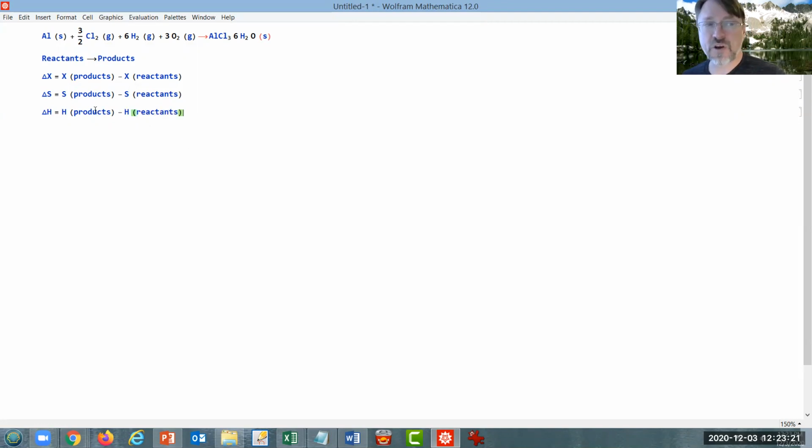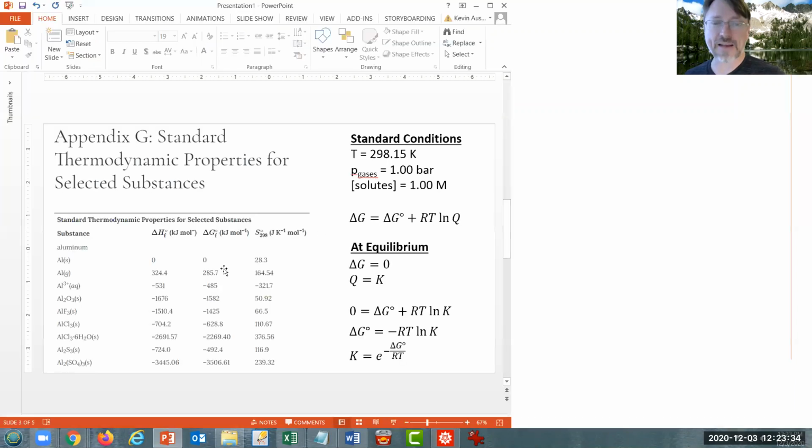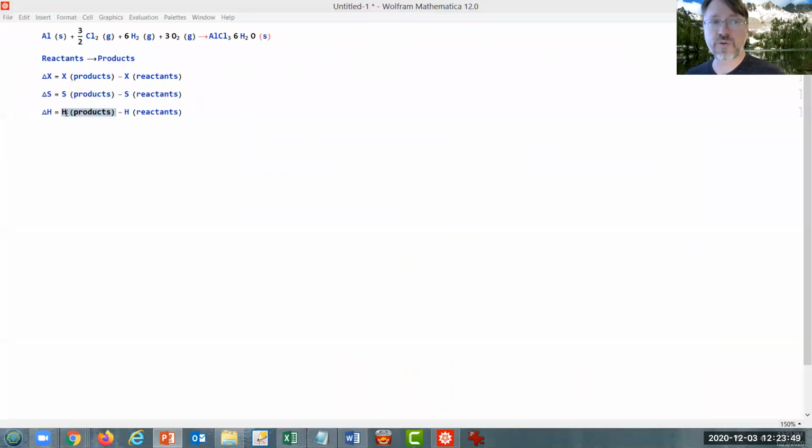The problem is we don't have any clue what the enthalpy of the products is or what the enthalpy of the reactants is. What we have instead is the enthalpies of formation of the reactants and the products. These are not the actual enthalpies of the products or the enthalpies of the reactants. These are the changes in enthalpy of the formation reaction. So while it is true to write that the delta H of the reaction is the enthalpy of the products minus the enthalpy of the reactants, we cannot actually calculate it this way.